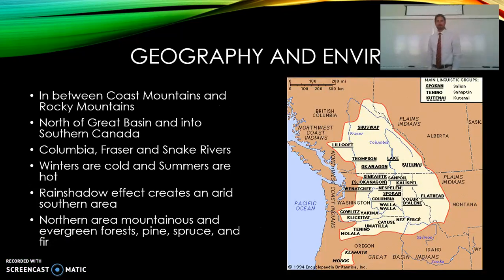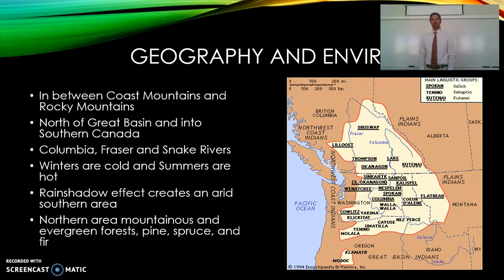So the geography and environment, I've given you a map here. This is basically what the Plateau region looks like. And it's in between the coastal mountains, so the Cascade Range or the Northern Coast Range. And it is also in between the Rocky Mountains on the eastern side. So it is north of the Great Basin and on that southern western region of Canada as well.